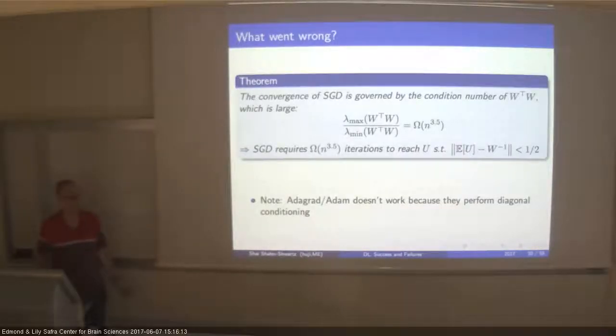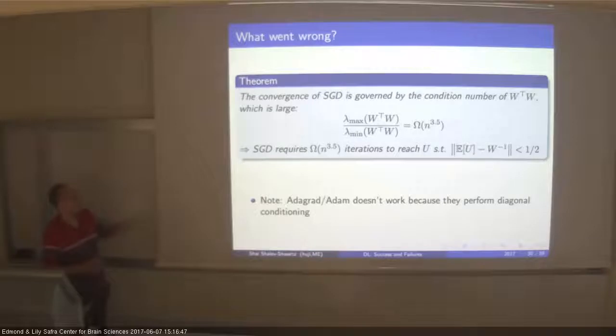This part we understand. We understand that for stochastic gradient descent and the general gradient descent algorithm, the convergence is governed by the condition number of the problem. And here you can calculate the condition number and see that it grows like n to the power of 3.5. It means that you need n to the power of 3.5 iterations to succeed. And Adagrad, Adam, all these tricks will not work. N is the size of the input, the number.